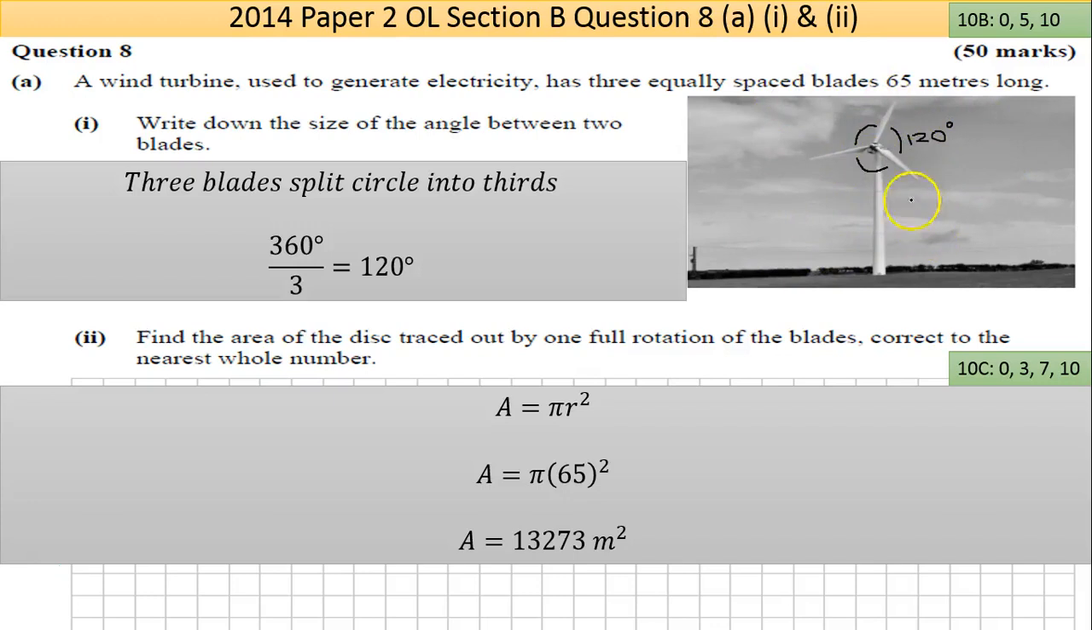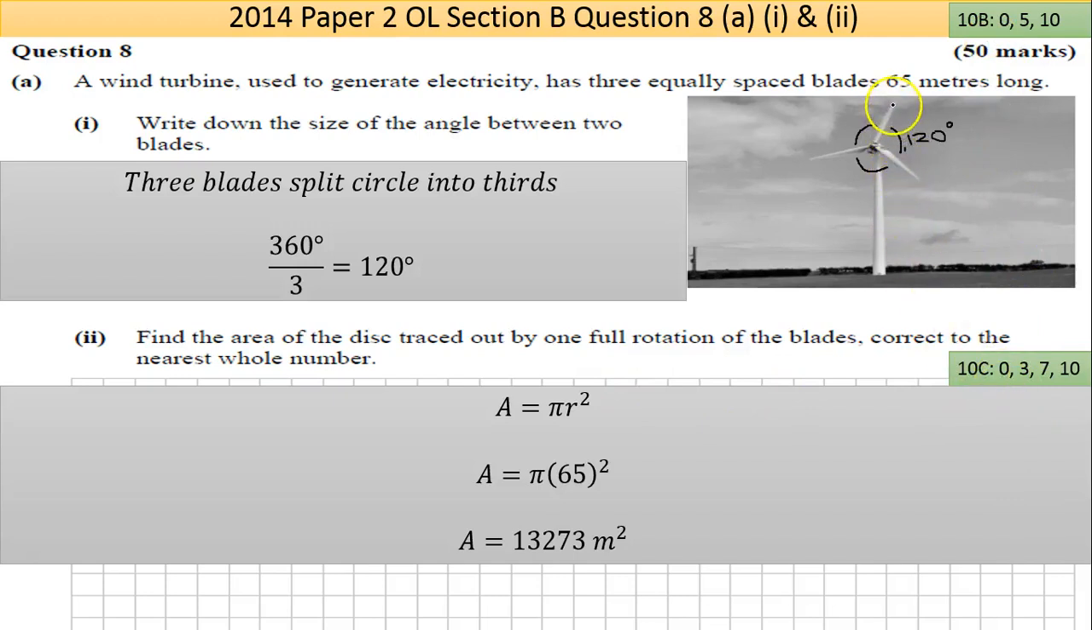Now, that got me the attempt, just by looking at the thing and asking what can I figure out about that. Part 1 will probably be that question: write down the size of the angle between 2 blades. Between those 2 blades, the angle is 360 divided by 3, which is 120. Now, part 2 then: find the area of the disc traced out by 1 full rotation of the blades, correct to the nearest whole number. So it's a 10 marker for part A, part 1, and a 10 marker for part A, part 2.